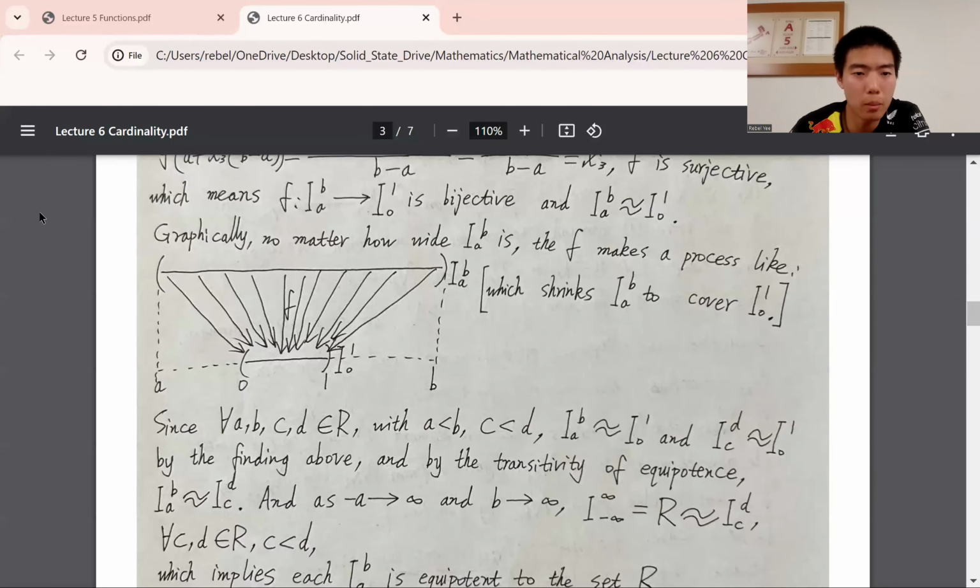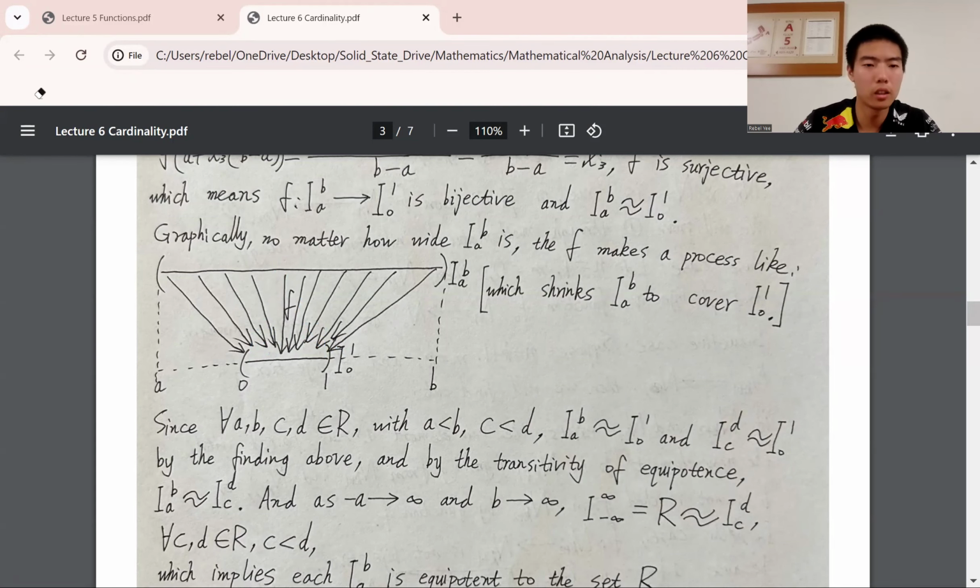But in some cases, it can be opposite. If (a, b) is even shorter, then what happens is they are diverged into (0, 1). It's not shrunk, but diverged. But (0, 1) serves as a standard set to compare the cardinality across all of the open intervals in the real numbers.